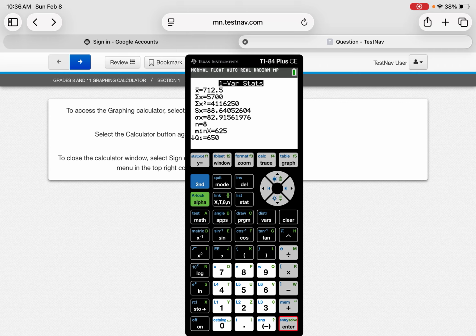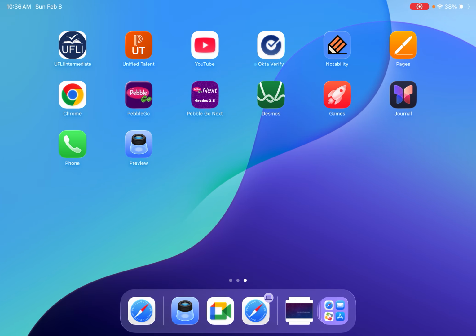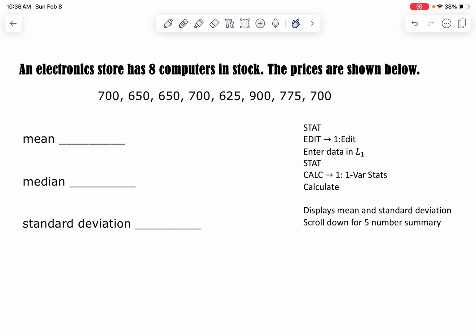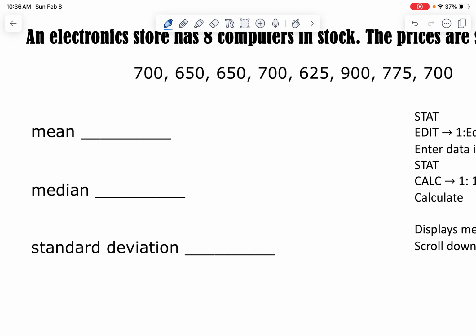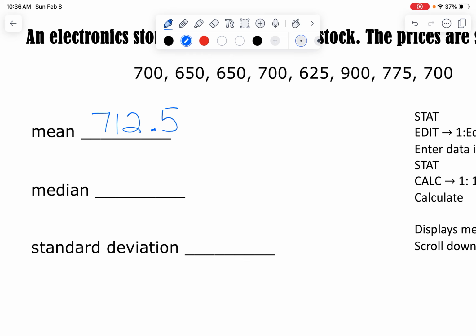So we're going to say 82.916. We'll round that to. And then the median is 700. Okay, so we're going to write that, and we've got it. So the mean was 712.5. The median, we scrolled down to get that, was 700. The standard deviation was 82.916, rounded.